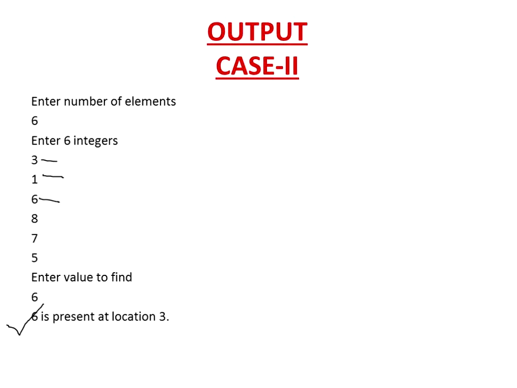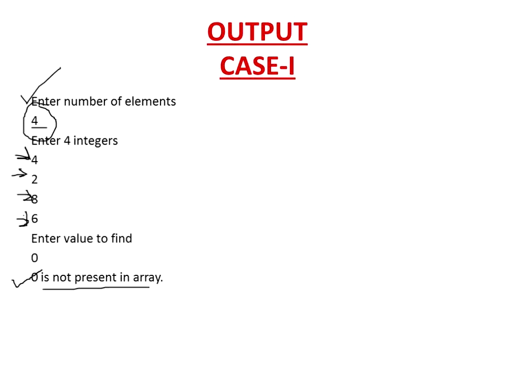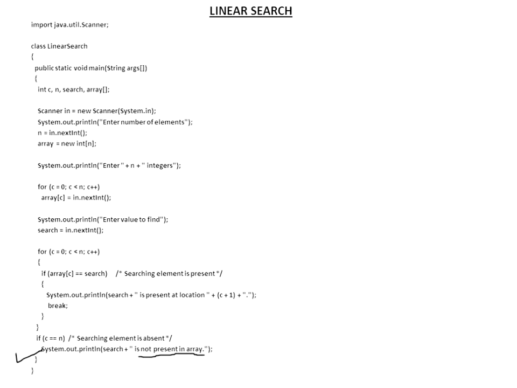Now let's see case 2, where the value is there inside an array. So the output will be 6 is present at location 3. You see, this is location 1, this is location 2, this is 3. So it will tell the user that yes, this data item is present, and it will also tell the location of that data item. Now you can see over here, search plus "is present at location", and then the location of that particular data item.